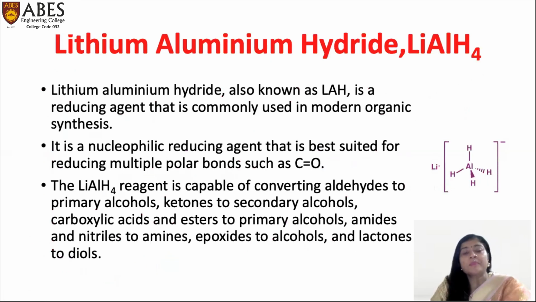Now, the next organometallic compound is lithium aluminum hydride, which is popularly known as LiAlH4. It is a reducing agent that is commonly used in organic synthesis. It's a nucleophilic reducing agent that is best suited for reducing multiple polar bonds such as the C double bond. The lithium aluminum reagent is capable of converting aldehydes to primary alcohols, ketones to secondary alcohols, carboxylic acids and esters to primary alcohols, amides and nitriles to amines, epoxides to alcohols, and lactones to diols. Here, this is the structure of lithium aluminum hydride.